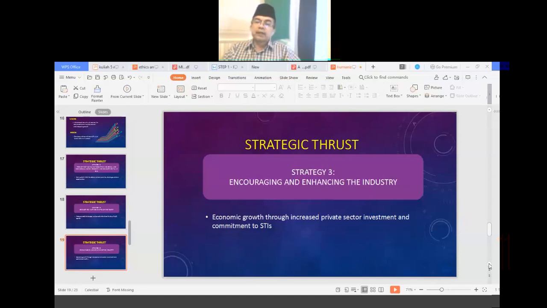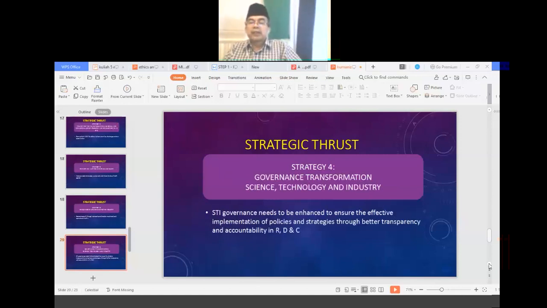So number 4 is we have to make sure that there is good governance, a good system to transform science and technology in industry.